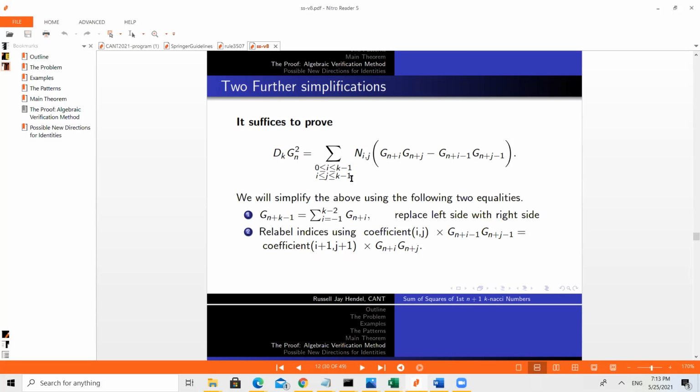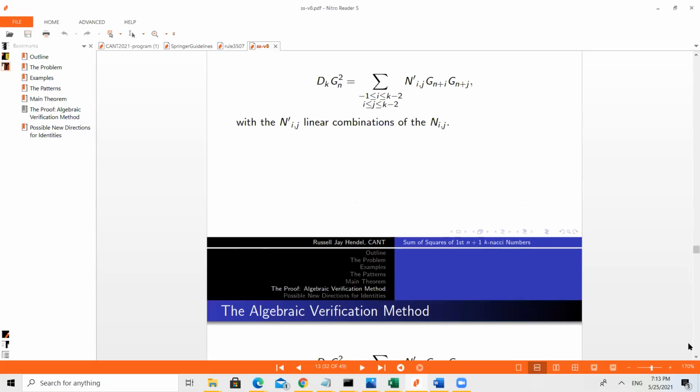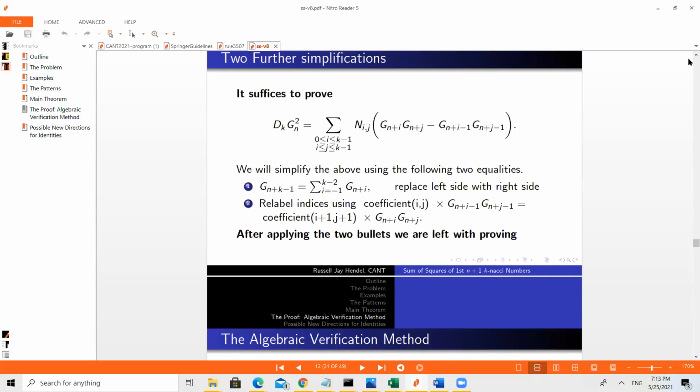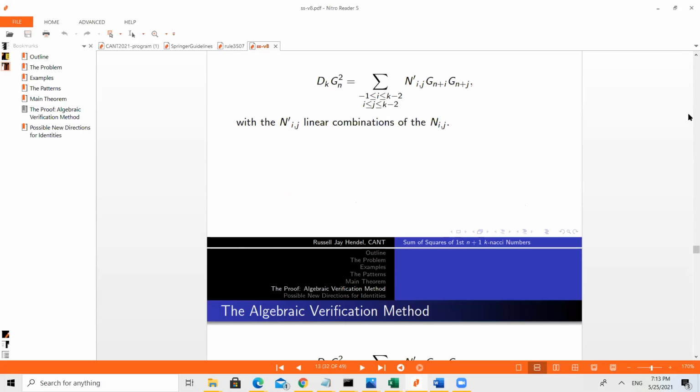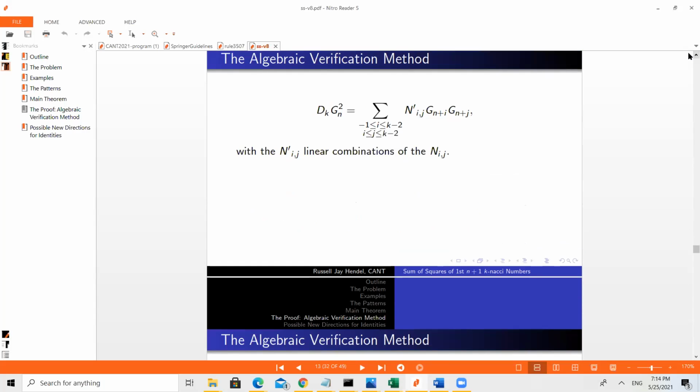In other words, I can rewrite this without the k minus 1. I'll just have to start at minus 1, and it'll be some crazy numbers, n prime ij, times g_{n+i} g_{n+j}. And again, I achieved that by taking what I wanted to prove for n, taking what I wanted to prove for n minus 1, subtracting them, just routine preparations, applying the recursion, because that's the only relationship we have, and unbundling this little sum here. And this is what I have left. And I have to prove this with the n prime ij, some linear combination of the n_ij.